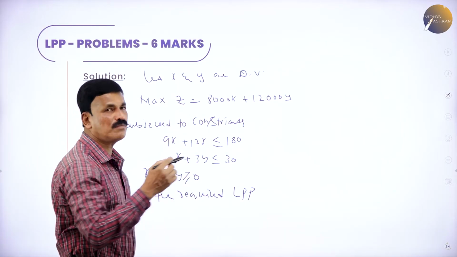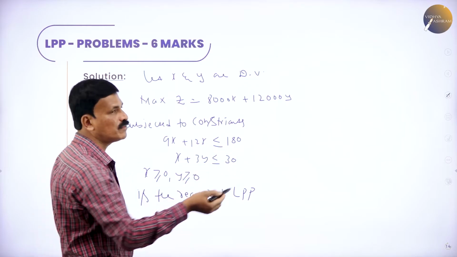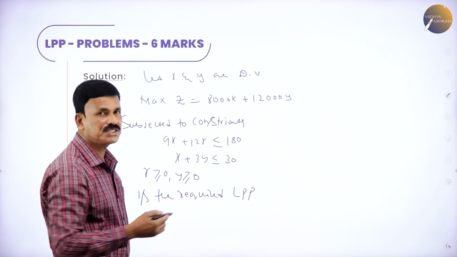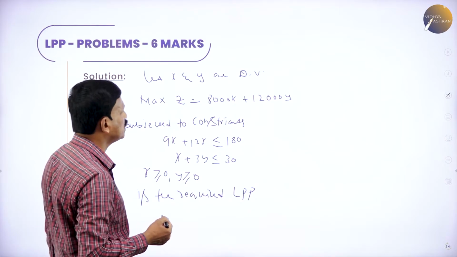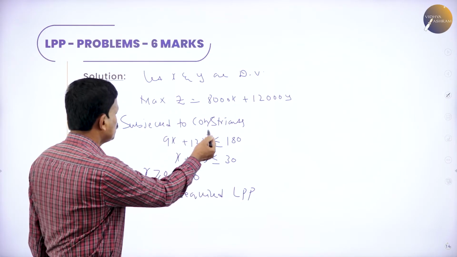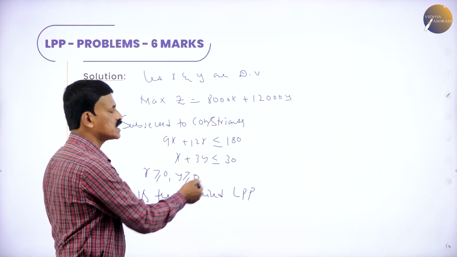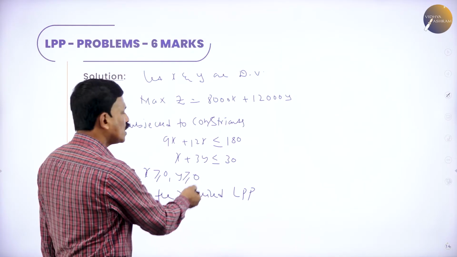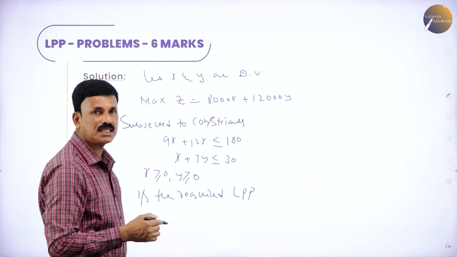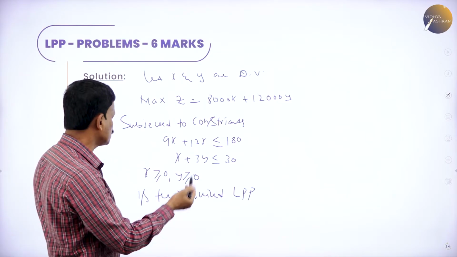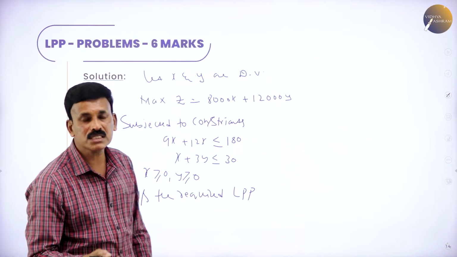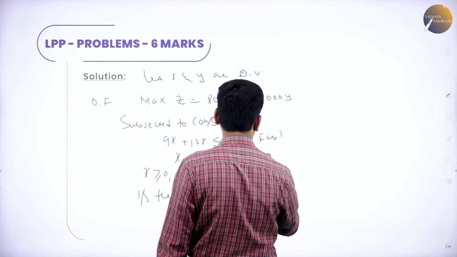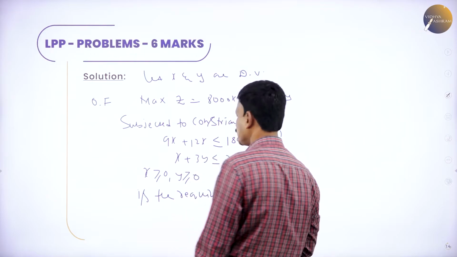Here X is the number of pieces of model A and Y is the number of pieces of model B, as the decision variables. The objective function is max Z is equal to 8,000 X plus 12,000 Y, subject to the constraints 9X plus 12Y is less than or equal to 180, X plus 3Y is less than or equal to 30, and the non-negative restrictions X is greater than or equal to 0, Y is greater than or equal to 0. This is the required LPP. Now let us solve this. So this is for fabrication and this is for finishing.